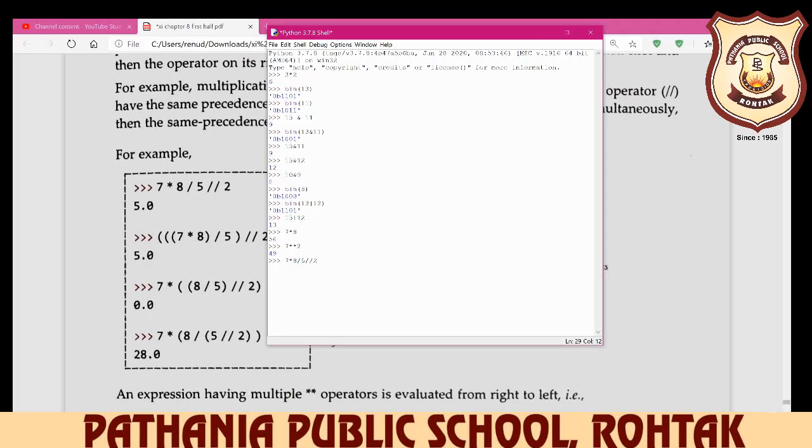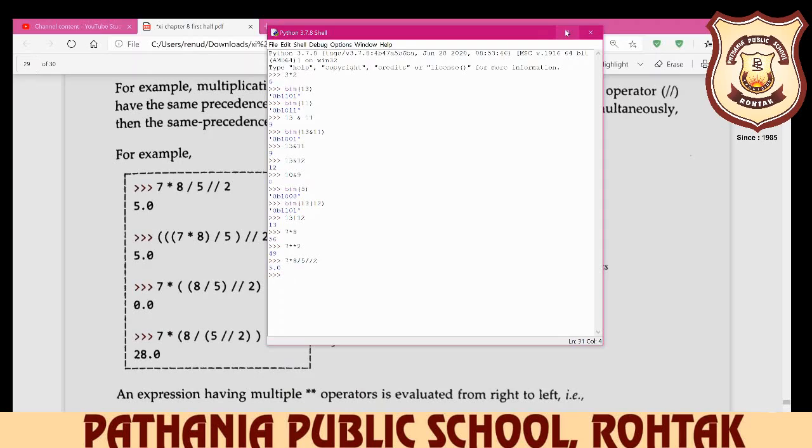So always we know, first we solve the multiplication, then the division, then the floor division. So its answer is 5.0. Okay, how? 7 times 8 is 56, and when you divide 56 by 5, it is 11 and point something. So 11 divided by 2, it is 5.something, so its answer is always 5.0. And the same when a bracket is there, first it solves the bracket.